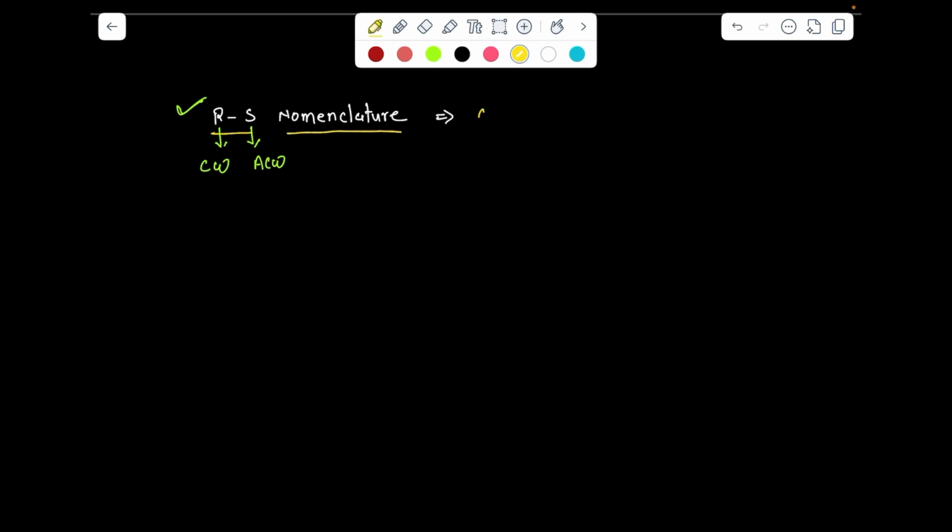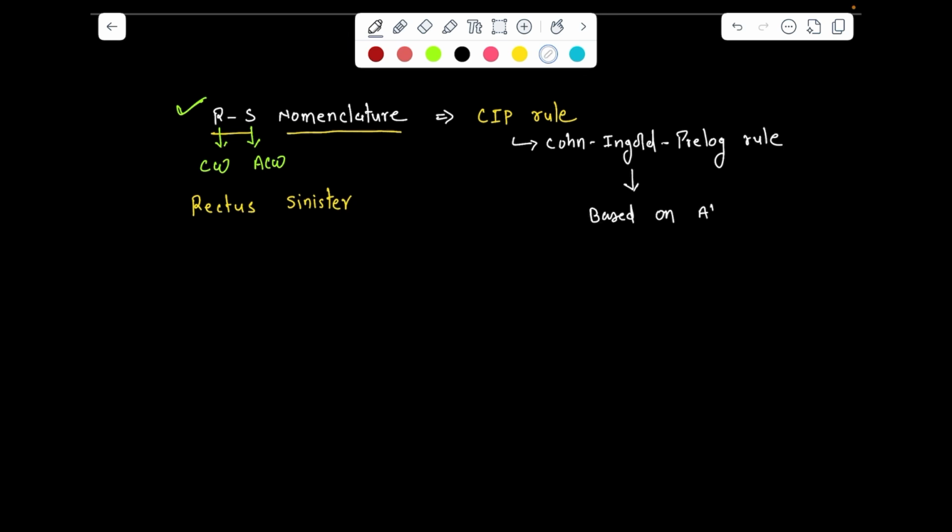It is based on the CIP rule. This is rectus and sinister. Now the CIP rule is based on the atomic number. If the number is the same, then you can go with the atomic mass too. The full form of the CIP rule is the Cahn-Ingold-Prelog rule, and it is based on atomic weight. You can check atomic number as well. If the number is the same, you go with the atomic weight. We already used this CIP rule in geometrical isomerism for finding the E and Z nomenclature.